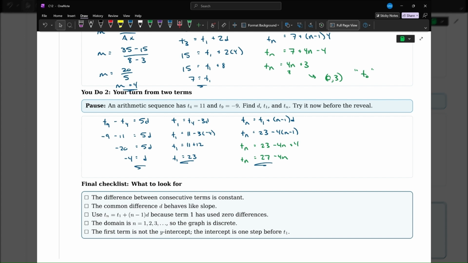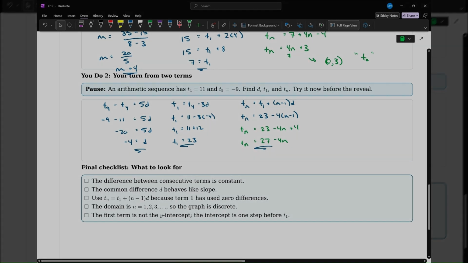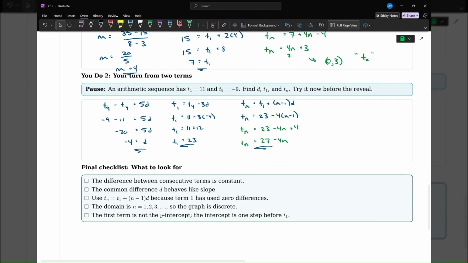The domain is the natural numbers 1, 2, 3, so the graph is going to be discrete, not continuous like a line. And that first term is not the y-intercept. The y-intercept is one step before T1, so it would be T0 if T0 were allowed in the sequence.